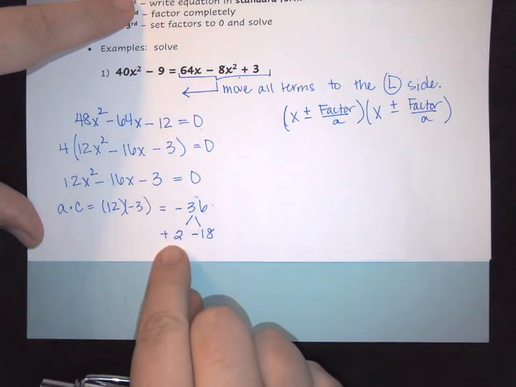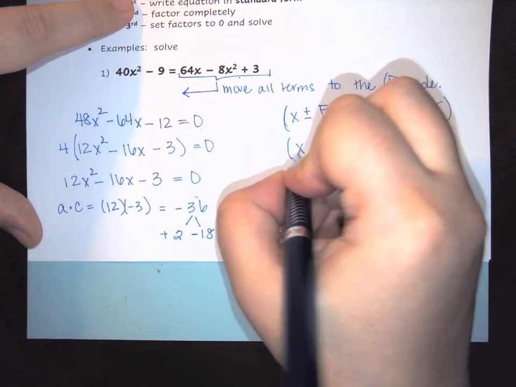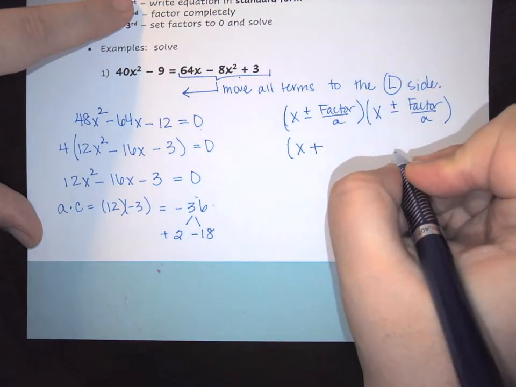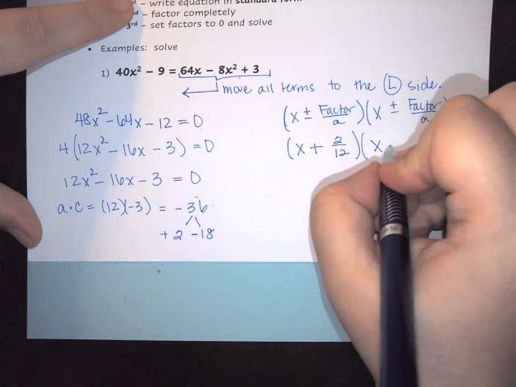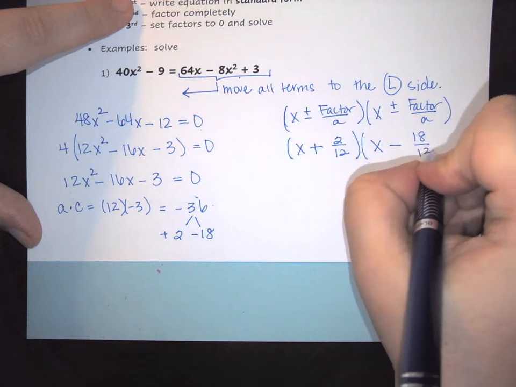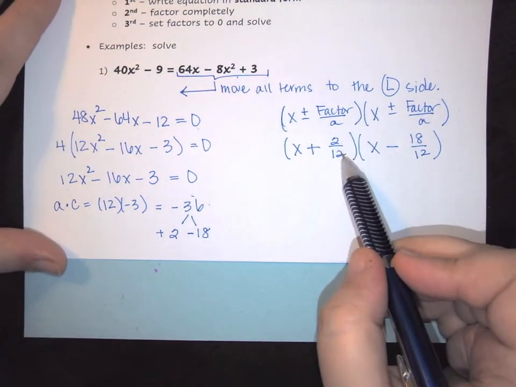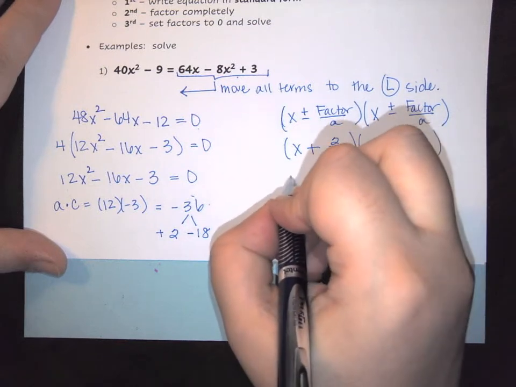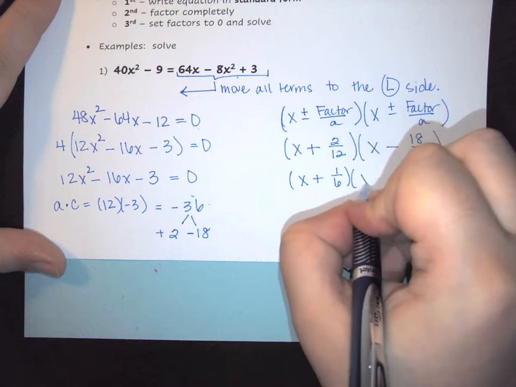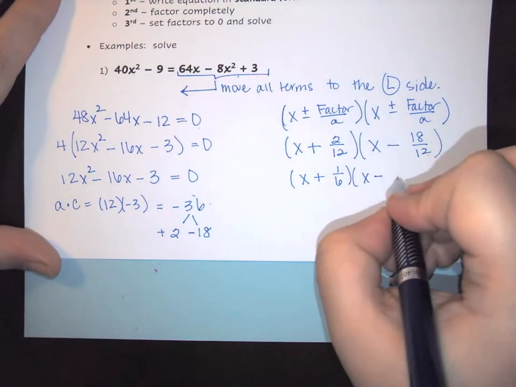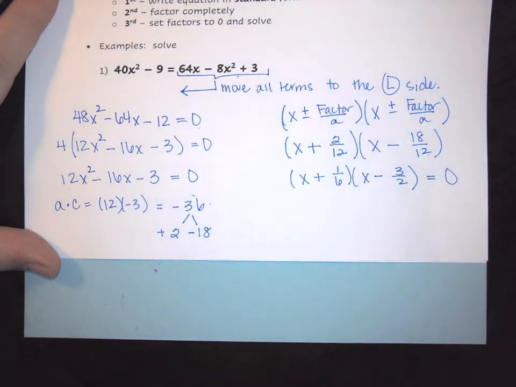So in this case my two factors are positive 2 and negative 18. So this is going to be x, then I'm going to have a plus, and I'm going to end up with 2 over 12, and x minus 18 over 12. The next thing I need to do is reduce these fractions. So here this is going to be x plus 1 over 6 and x minus 3 over 2. Remember, this is still equal to 0.